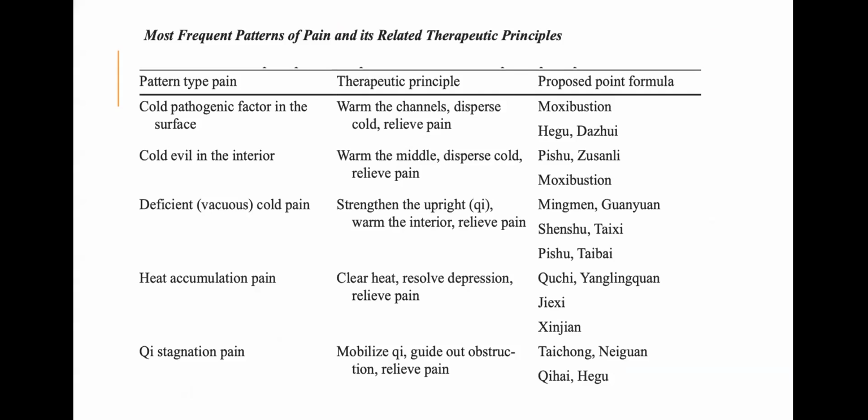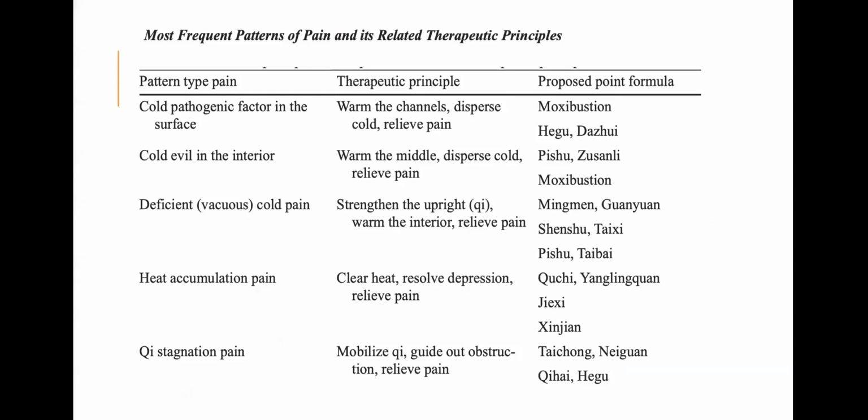If it's cold evil in the interior, the therapeutic principle would be warm the middle, disperse cold, and relieve pain. We can use the points Pishu and Zusanli, and we can use moxibustion. If it's deficient or vacuous cold pain, we strengthen the upright qi, warm the interior, relieve pain. And the points Mingmen, Guanyuan, Shansu, Chaishi, Pishu and Tai Bai.